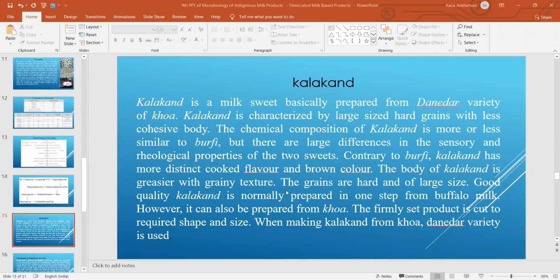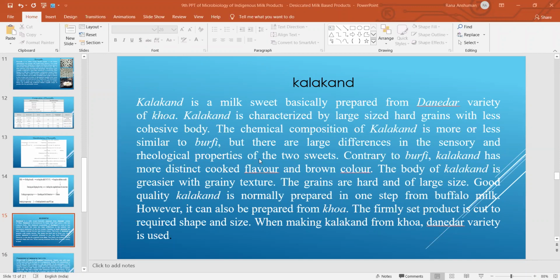Now something about the Kalakand. Kalakand is a milk sweet basically prepared from Danedar variety of khoa. Kalakand is characterized by large size hard grains with less cohesive body. The chemical composition of Kalakand is more or less similar to Barfi, but there are large differences in sensory and rheological properties of these two sweets.